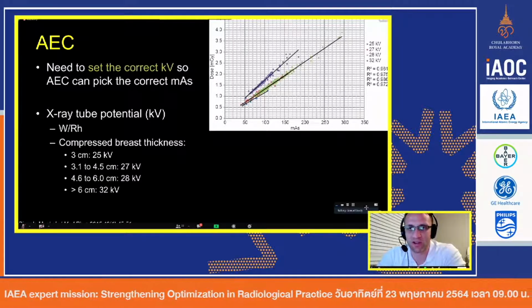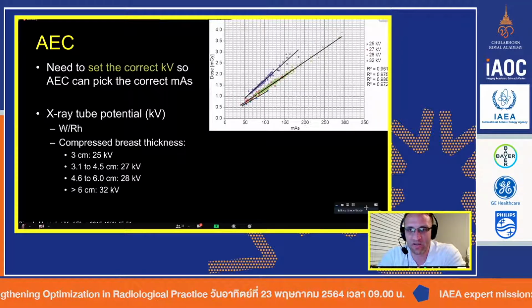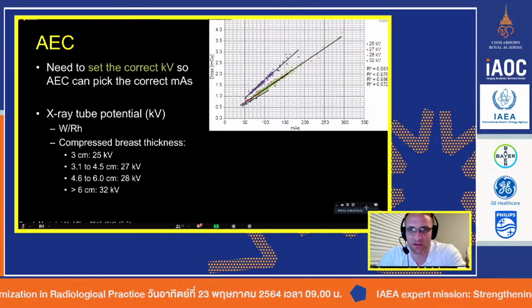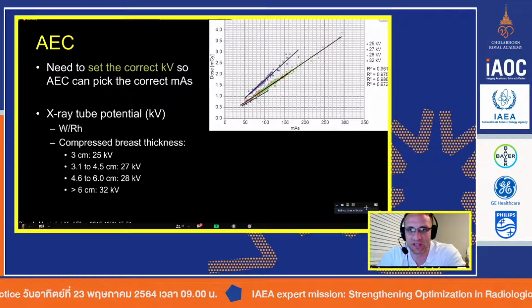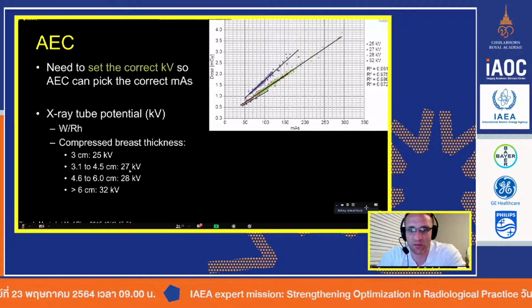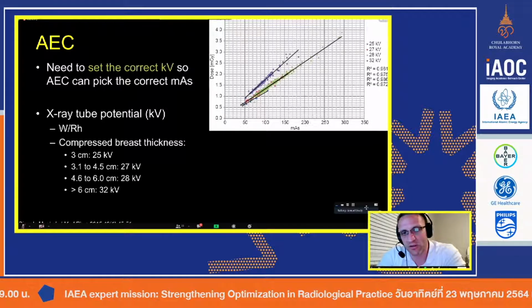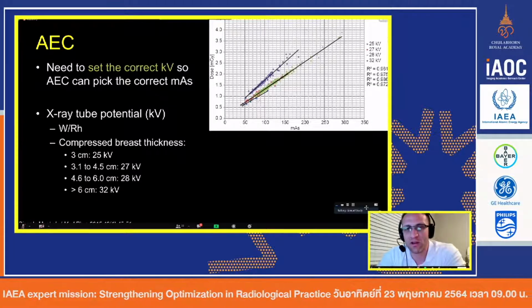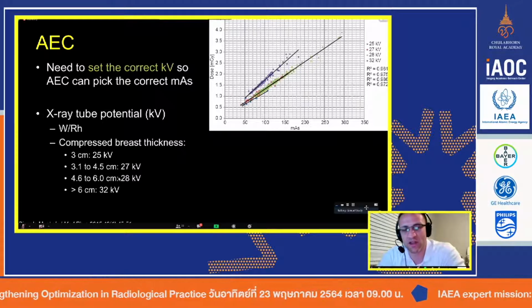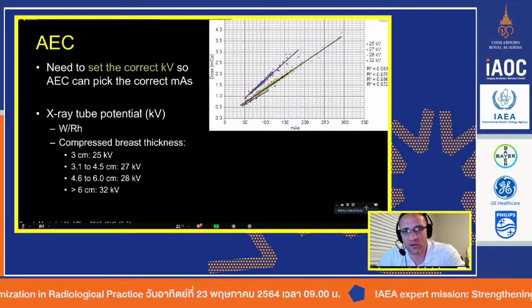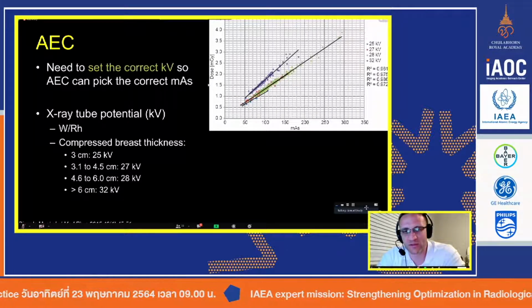So here you can see 32 kV, 28 kV, 27 kV, which is not much different than 28. Why they had those two separate protocols, it is what it is. You can see just by this data right here, you could probably combine those two protocols. And then the blue down here is your lowest kV. So getting the right kV as a function of breast dose is going to help your system pick the right mA to give you a good optimal breast dose.